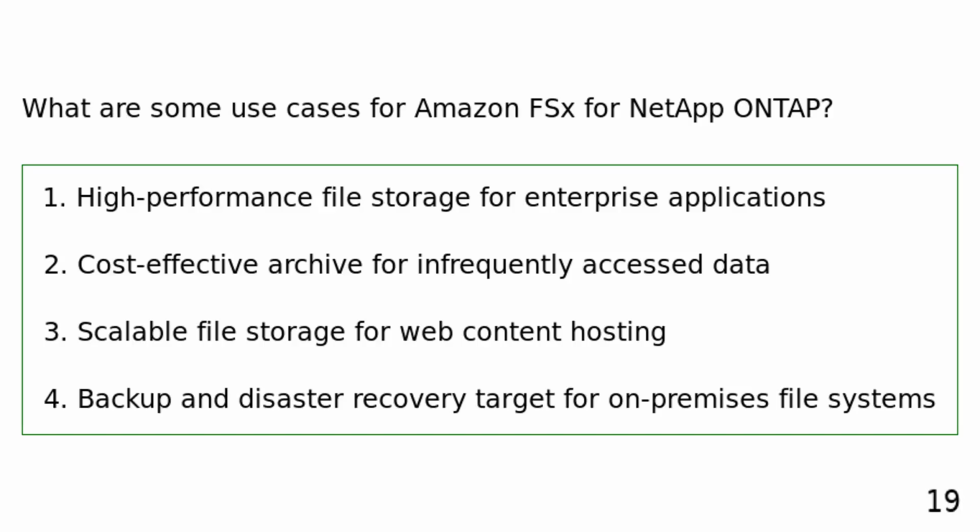What are some use cases for Amazon FSx for NetApp ONTAP? High-performance file storage for enterprise applications. Cost-effective archive for infrequently accessed data. Scalable file storage for web content hosting. Backup and disaster recovery target for on-premises file systems.